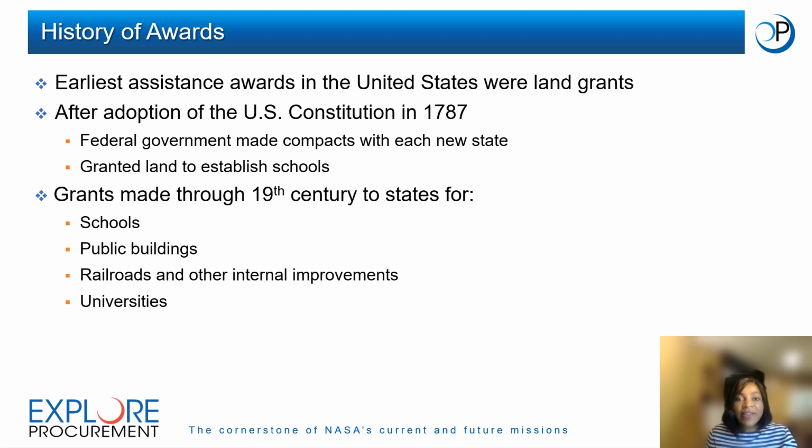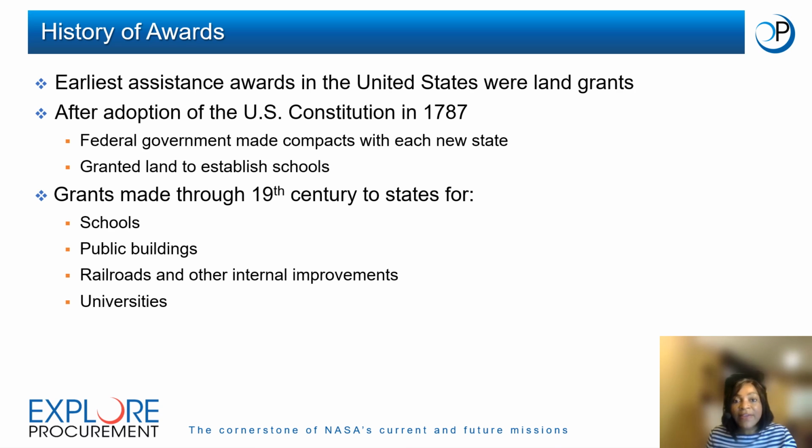Before we begin, let's go over a brief history of awards. The earliest assistance awards in the United States were land grants, where property rather than money was awarded. After the Constitution was adopted, the federal government made compacts with each state entering the Union, compacts which were passed by Congress and accepted by the individual territorial legislatures.